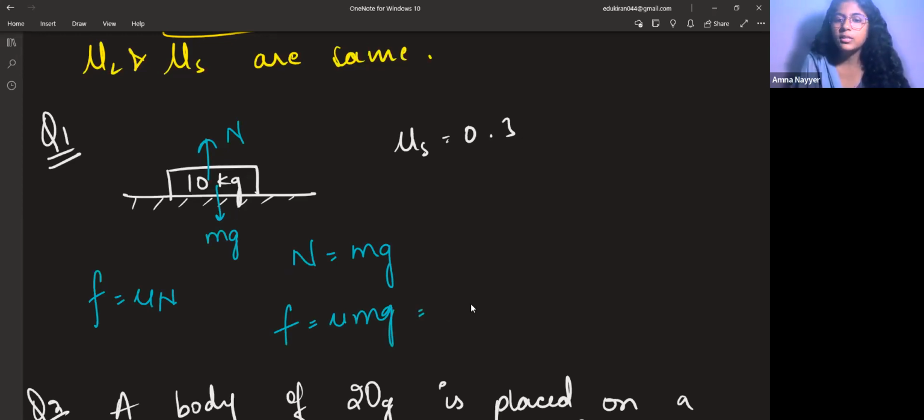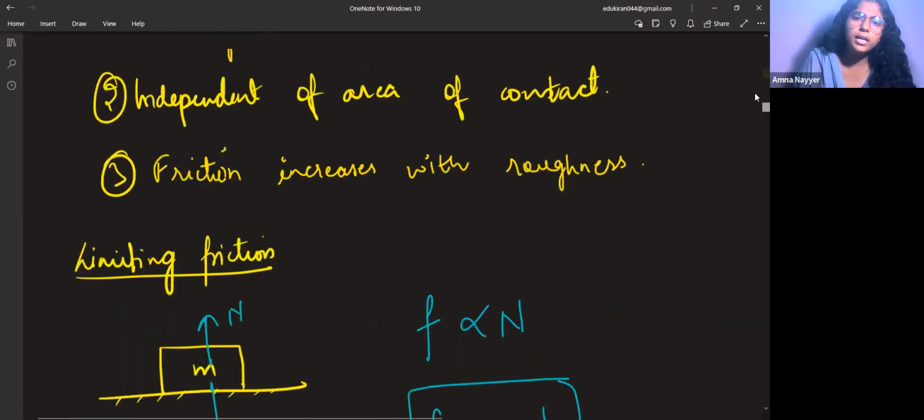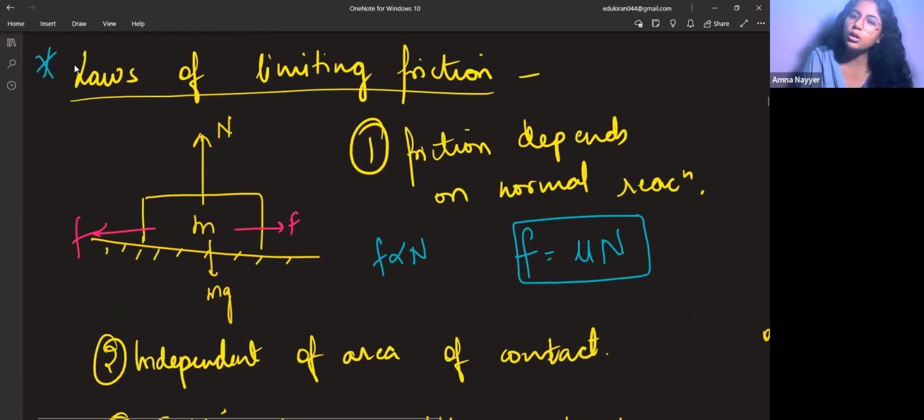So mu is 0.3, mass is 10, acceleration due to gravity I'm taking as 10. Since nothing is mentioned, in your exams you should take it as 9.8. Fine. So this becomes 30 Newton. 30 Newton is the frictional force that will act. That is actually acting to make the body remain in a static position. Rest of the questions we'll discuss. First, you note down the laws of limiting friction. These are important, class. Laws of limiting friction, these are important. They come separately to write. Note it down.